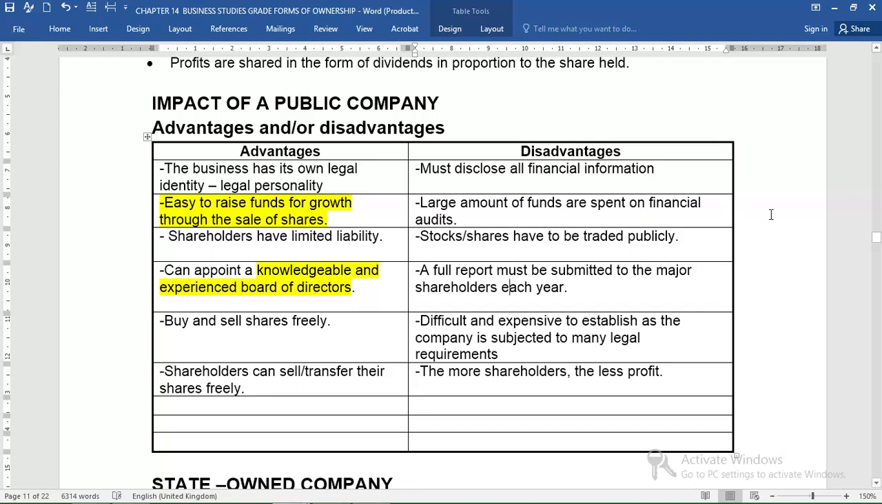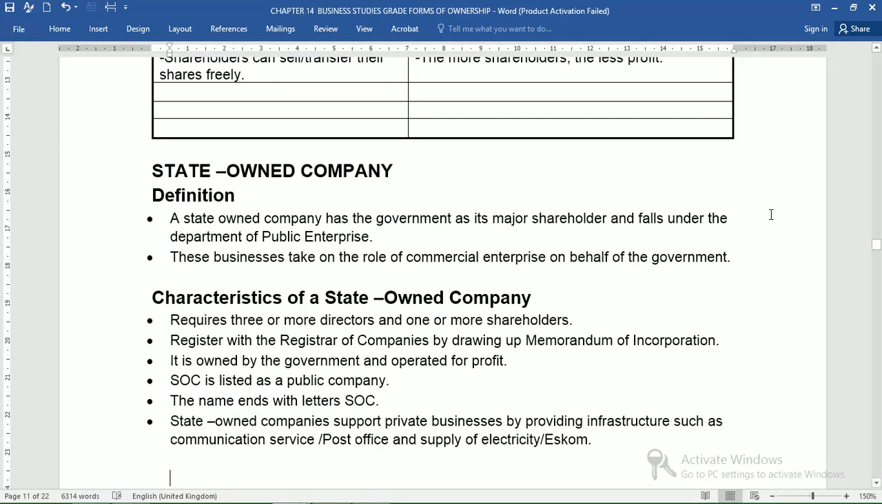Thank you very much. Okay, talking about state-owned companies, the word state-owned means government-owned company. State means government. So these are government-owned companies. A state-owned company has the government as its major shareholder and falls under the Department of Public Enterprises. Right, guys, we will need to know who is the Minister of Public Enterprises in South Africa. You're going to have to give me an answer for that in your classroom.